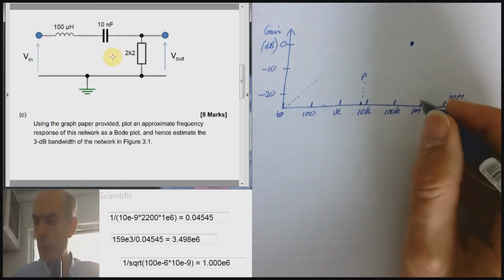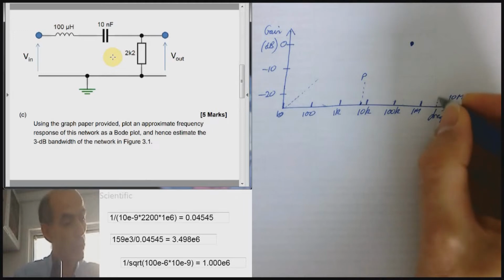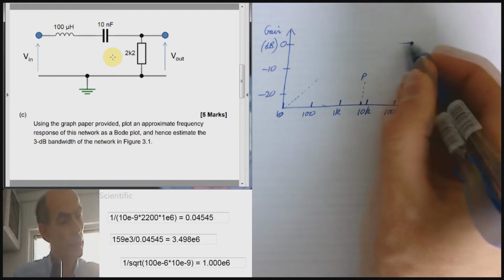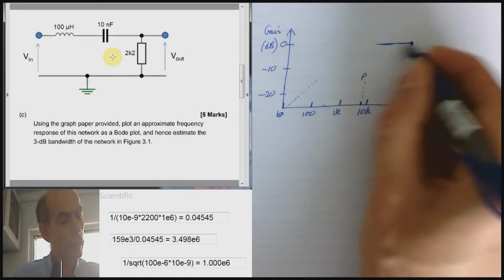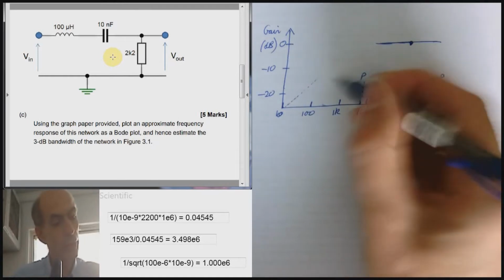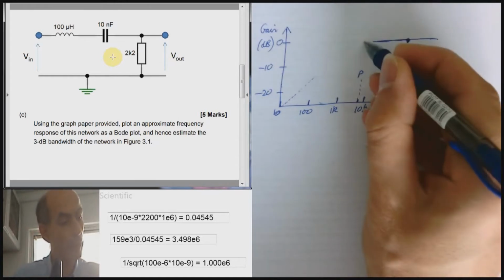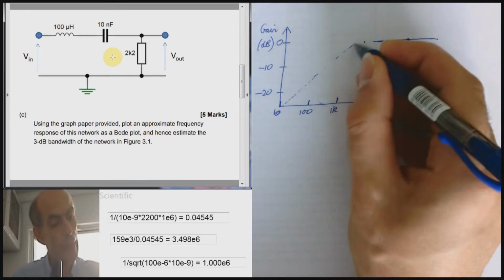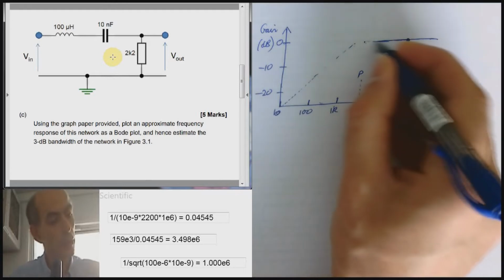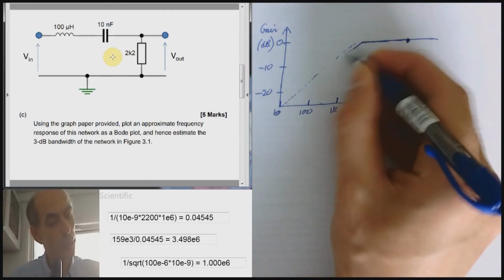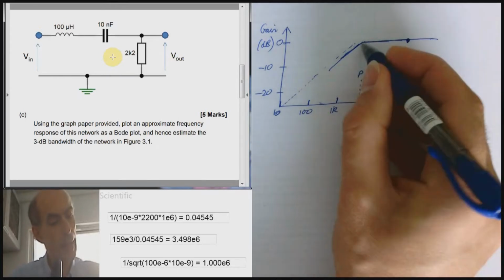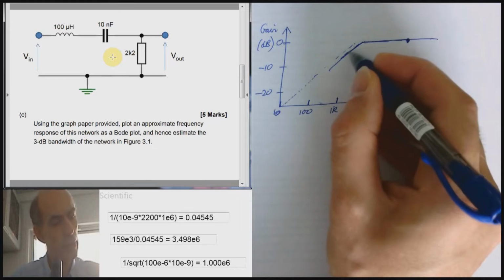And there's another pole at around 3.5 megahertz, so that would be around here somewhere. And the Bode plot would therefore look something like this. You would come up at 20 dBs per decade until you hit this pole, and then you would level off. And we know that we're leveling off to 0 dB, so we would draw something like this. Go along to the pole frequency and then head down at 20 dBs per decade.